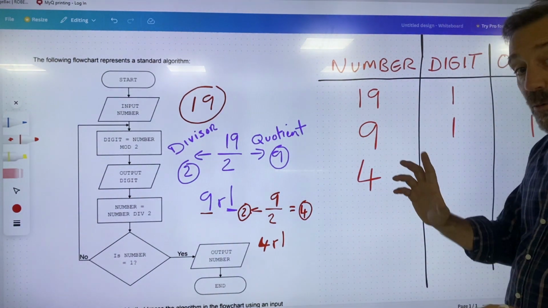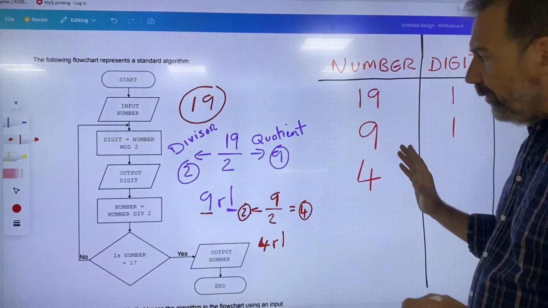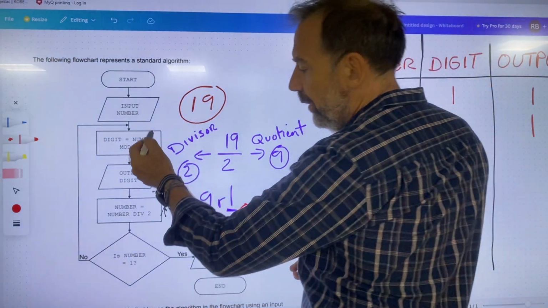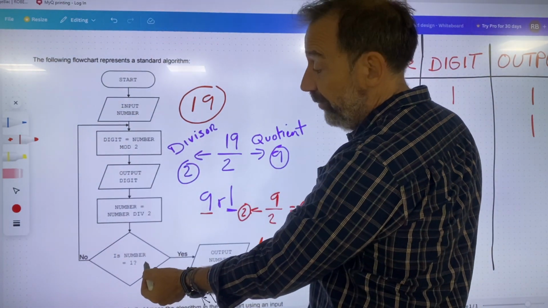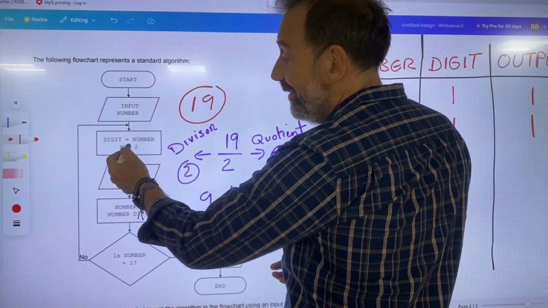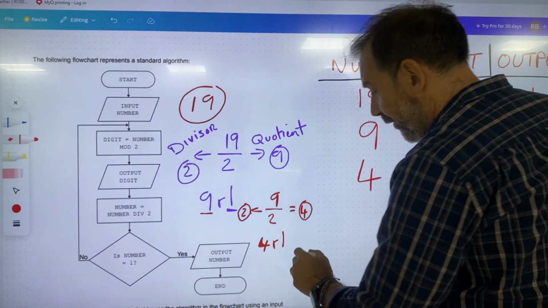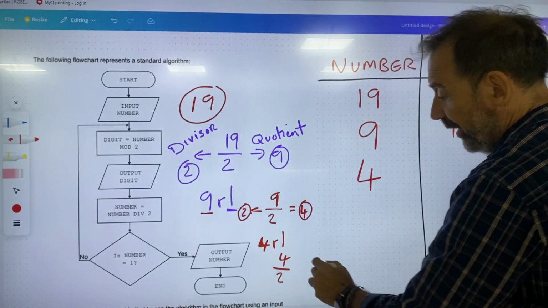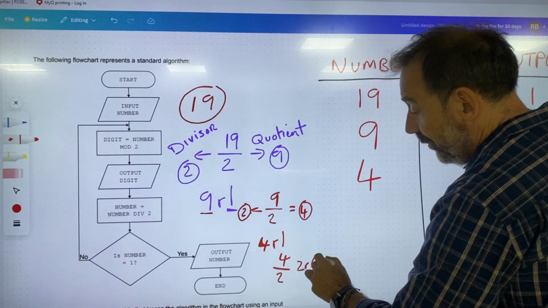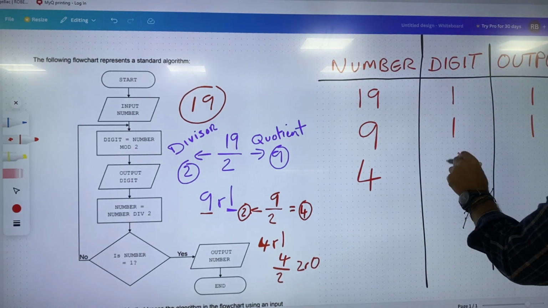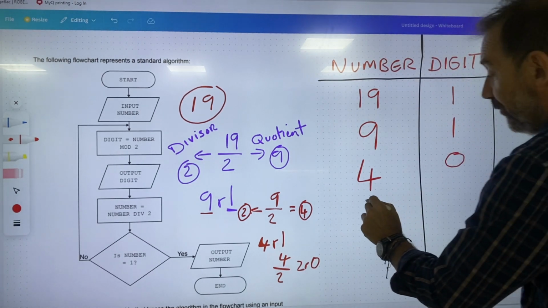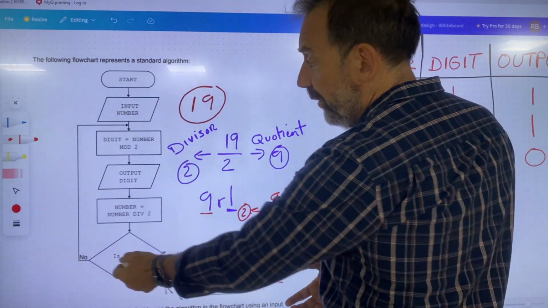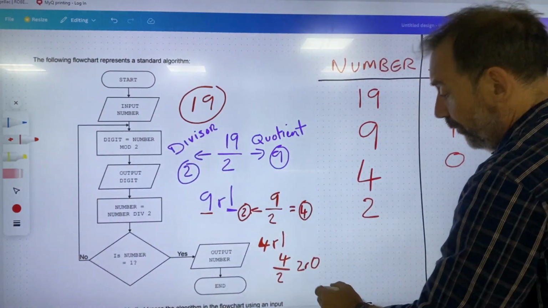Now we've got an even number. We've got two odd numbers there, and now an even number. So let's have a look at what an even number would do. Does it equal 1? It doesn't, it's 4. So I move back: digit equals number mod 2. If I divide 4 by 2, obviously I get 2, remainder nothing. So I've got zero, and I've got 2. Does the number 2 equal 1? No, it doesn't. So we'll go back in.